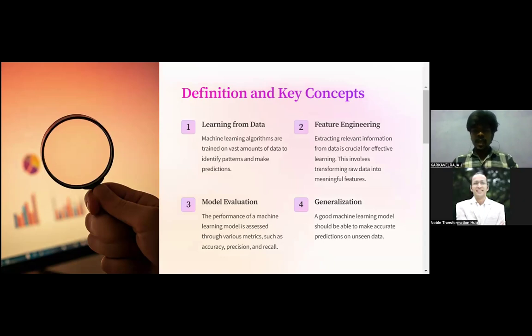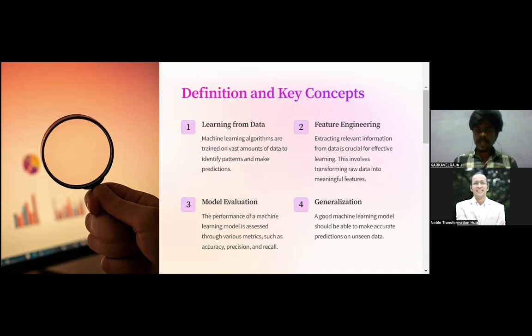Finally, generalization. A good machine learning model should be able to make accurate predictions on unseen data. This is a major thing, guys. I will put it in a simple manner. When you are training your model, you should not make it memorize everything, nor should it learn without study. Low study, high study is not required. You need to make your model study optimally so that it can generalize and predict the unseen data properly.